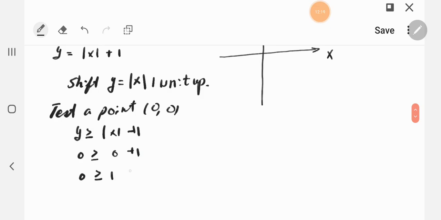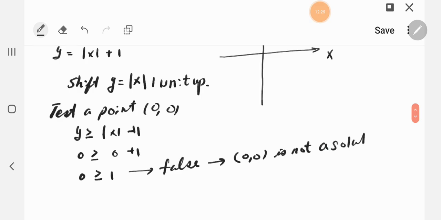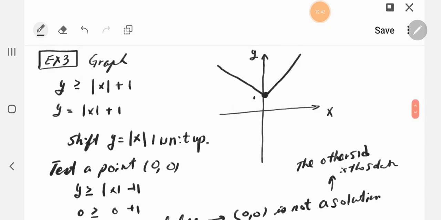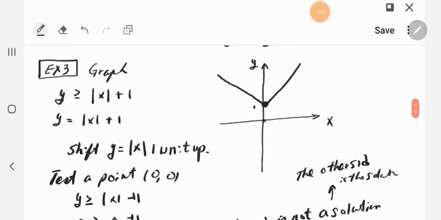0 is greater than or equal to 1. This is false, right? So 0, 0 is not a solution. Then what? The other side is the solution. So 0, 0 is not a solution. So the solution area will be inside.